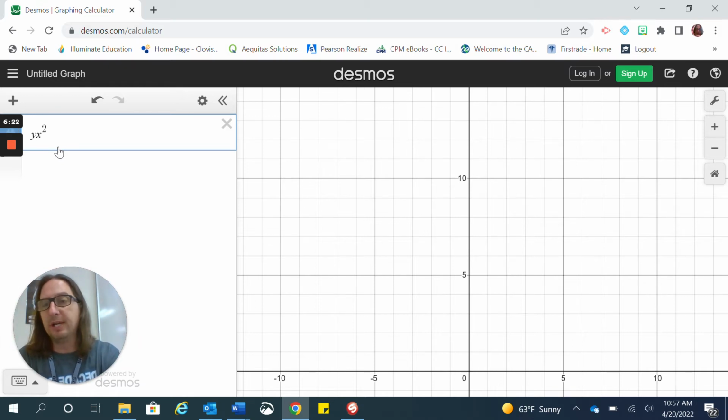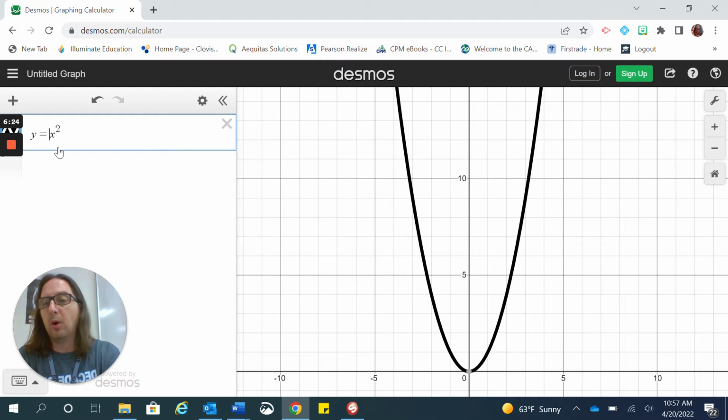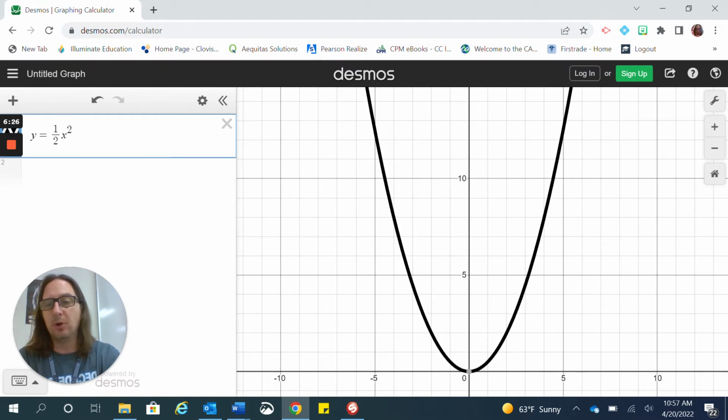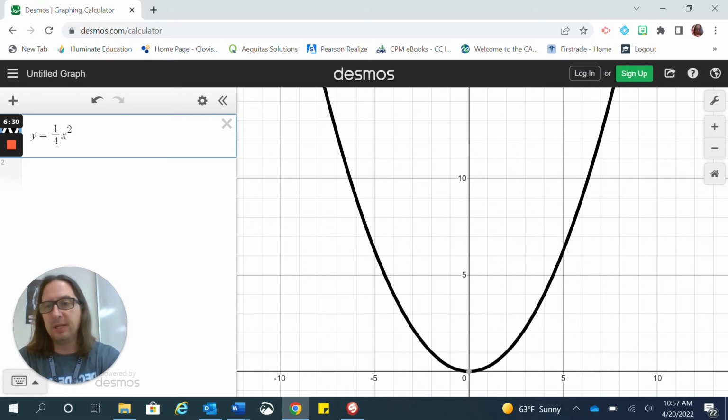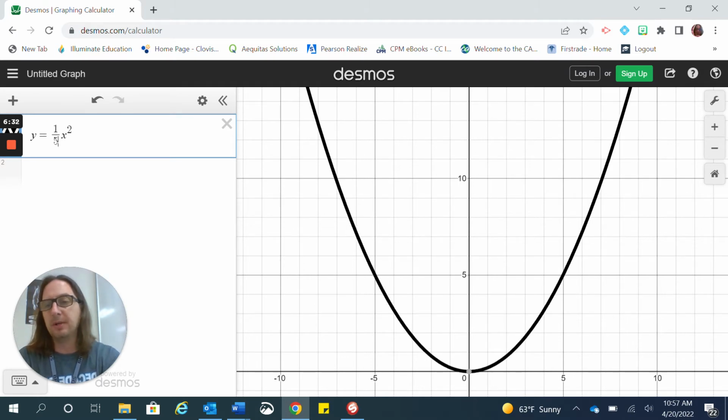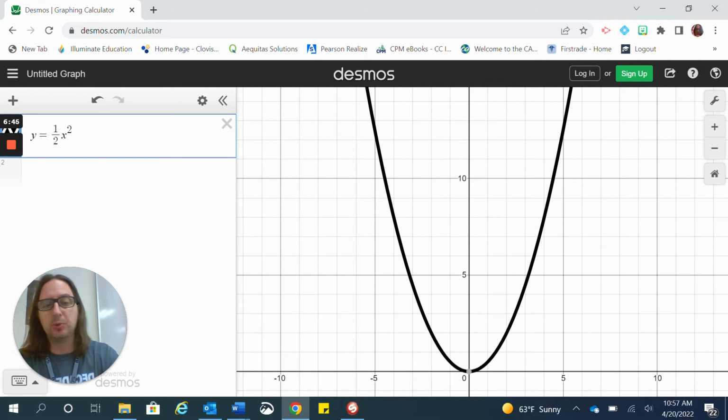So maybe we put over here 1/2. There you go, it just got wider. 1/3, even wider. 1/4, even wider. 1/5, even wider. So the bigger the denominator that we make here, the wider it becomes. So basically the smaller numbers are going to make it get wider. So let's just keep this at 2 right there.